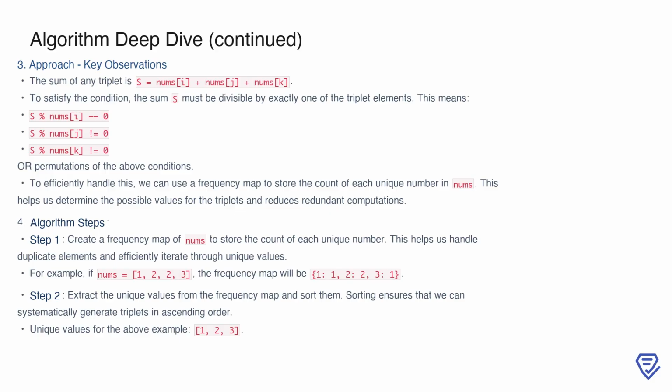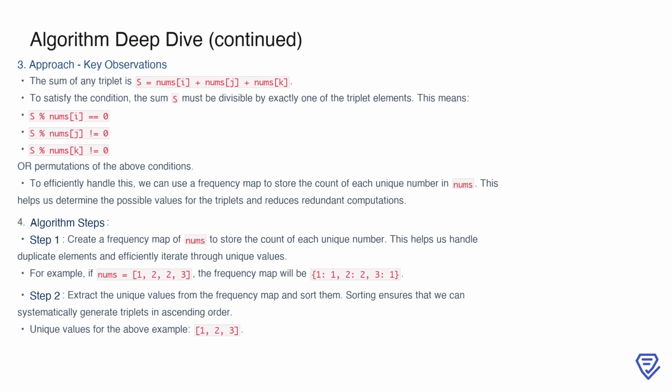To efficiently handle these cases, we can use a frequency map to store the count of each unique number in nums. This allows us to reduce redundant computations by focusing only on unique values rather than repeatedly processing duplicates. The first step involves creating this frequency map. For example, if nums equals [1, 2, 2, 3], the frequency map would be {1: 1, 2: 2, 3: 1}.